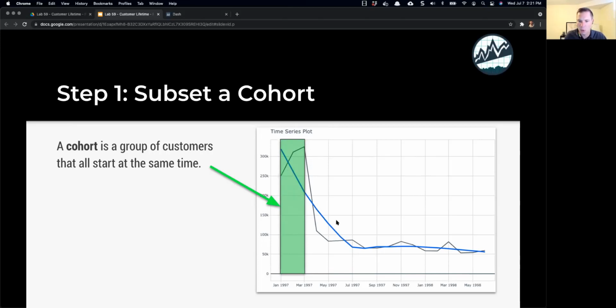This is a normal curve that you'll see, because not all of the customers that make a first purchase are going to continue buying at that same rate. Generally what happens is it tapers down. This blue line is just the trend. That's all that is.